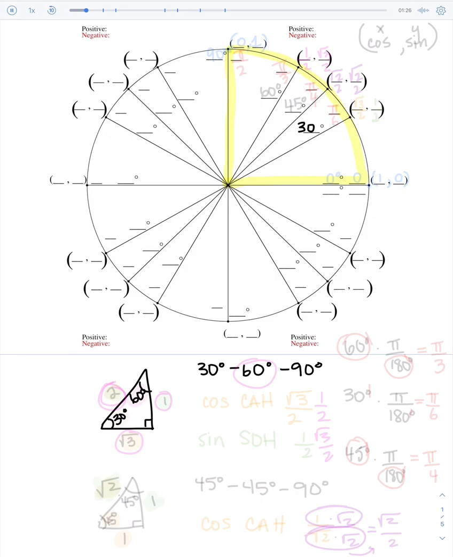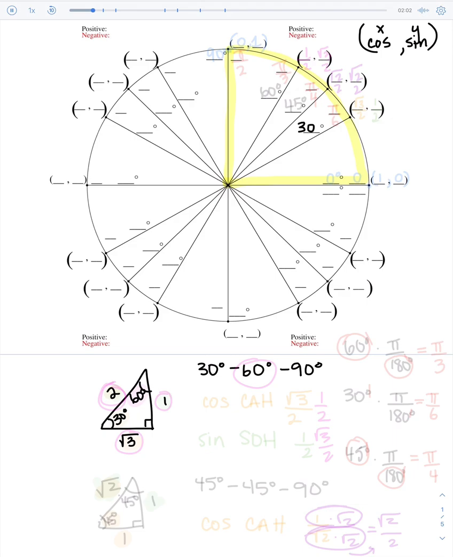What's opposite the smallest angle, the 30 degree, is the smallest side, which is 1. What's opposite the next biggest angle, the 60, is the next biggest side, which is the square root of 3. And the biggest angle, the 90 degree, has the biggest side of 2. Then we can start talking about our trig functions, sine, cosine, and tangent. Why would we want to do that? Because the points in our unit circle, our x's and our y's, are going to come from cosine for the x's and sine for our y's.